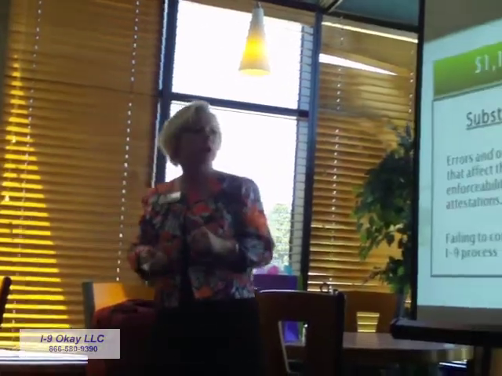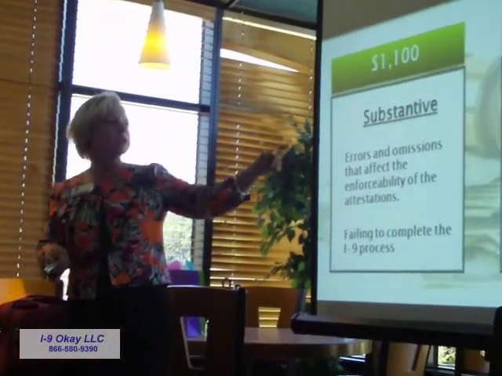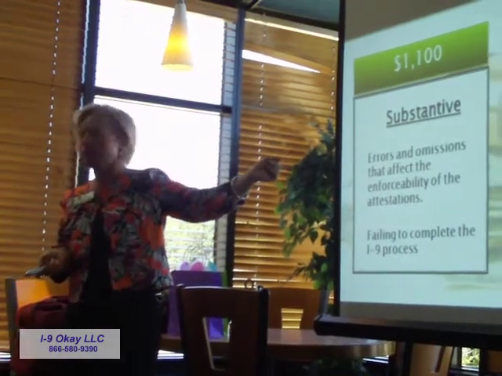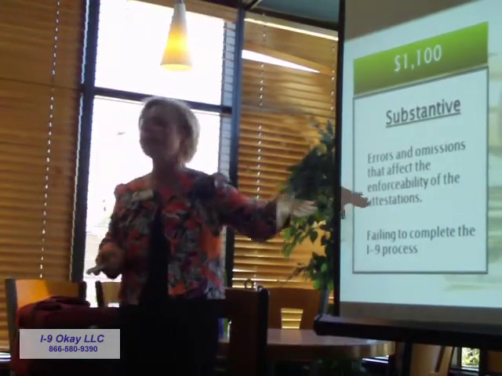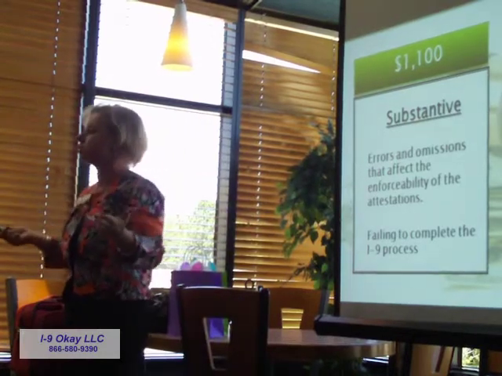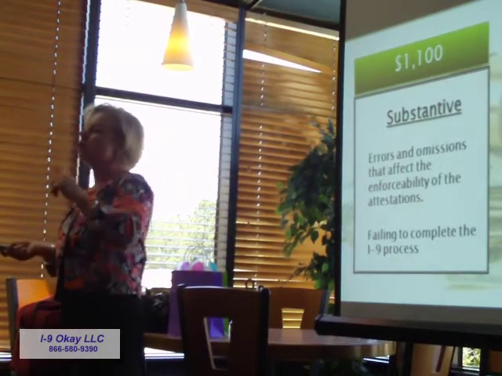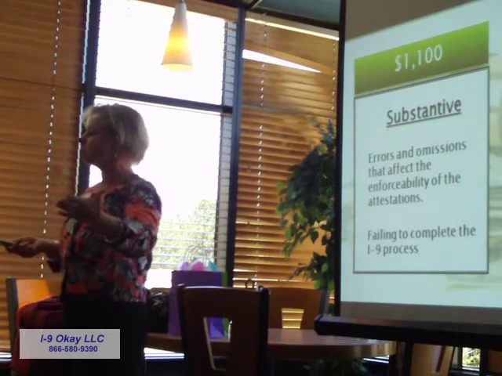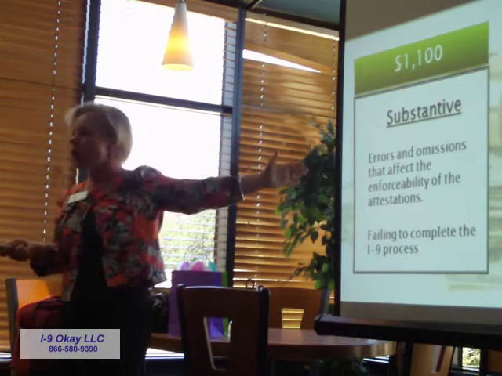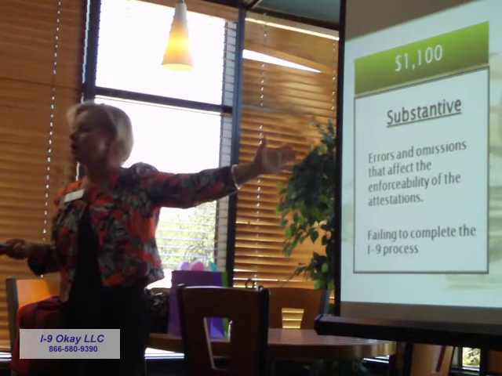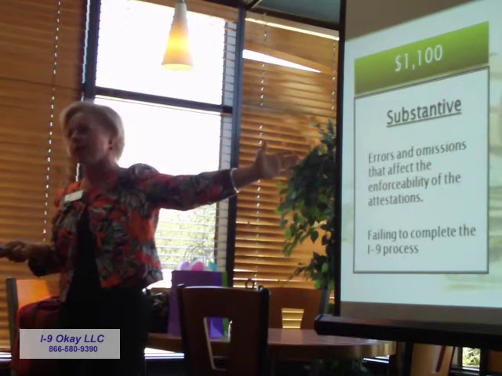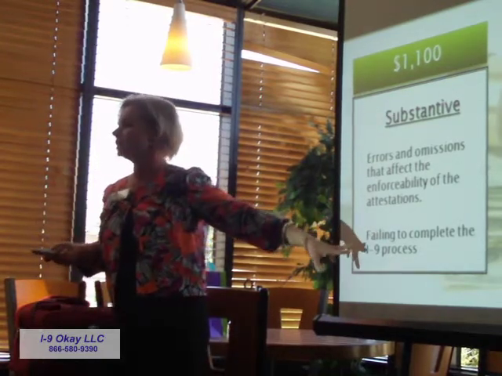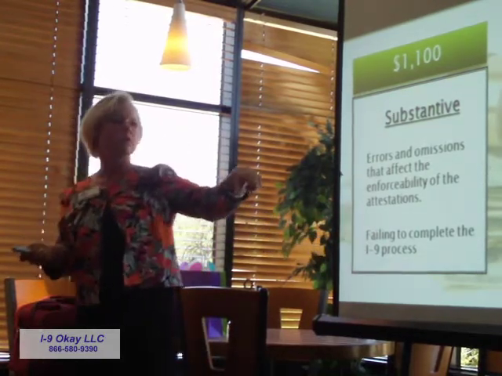So what do errors cost you? Substantive errors cost at least $1,100 per error. A substantive error is something that makes those attestations unenforceable. So in other words, in Section 1, if the employee did not check a box claiming to be eligible to work in the U.S., that's an automatic $1,100 fine, and you better hope that person is not an undocumented worker. Failing to do the I-9 process at all, minimum $1,100 fine.